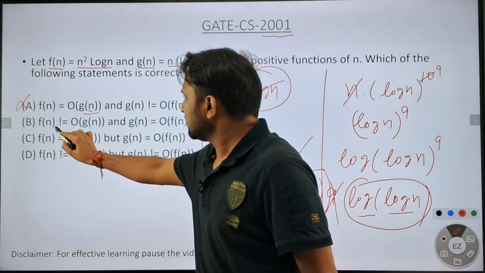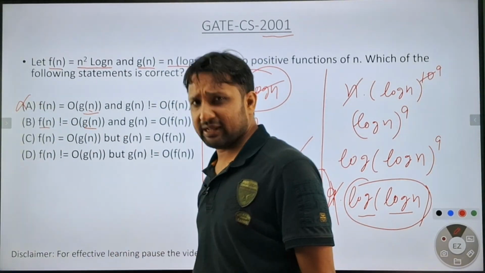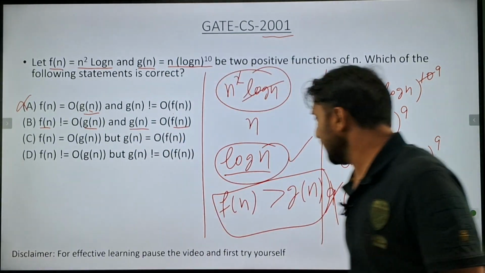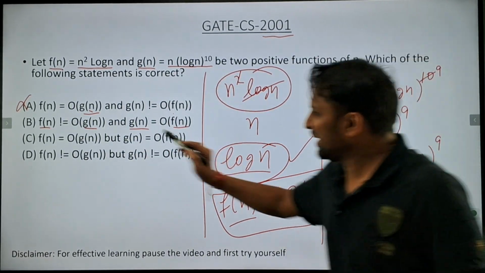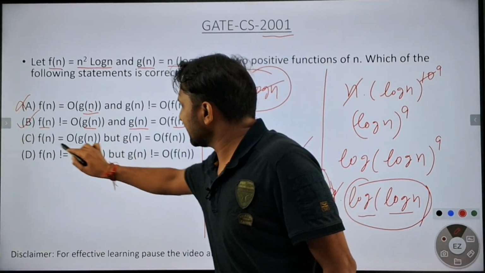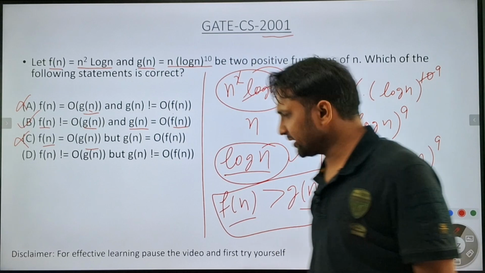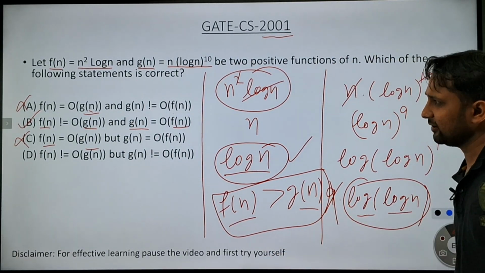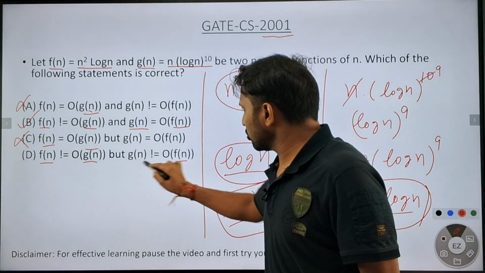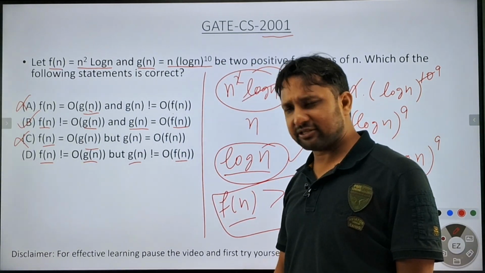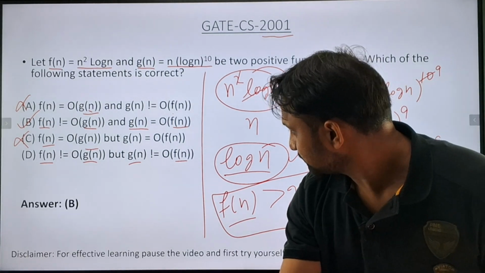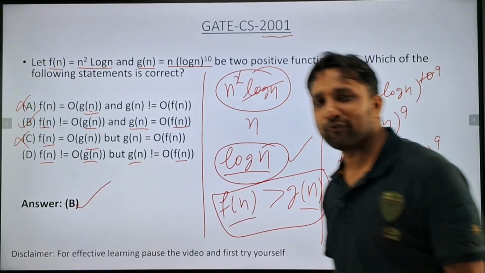What about this one? This is saying g(n) is not greater than f(n). Yes, this statement is right. Here it says that f(n) is greater than g(n). Yes, f(n) is greater than g(n). B is the right answer actually. Let me check the others also. g(n) is greater than f(n)? No, g(n) is not greater than f(n). f(n) is not greater than g(n)? No, f(n) is greater than g(n). So B should be the right answer over here.